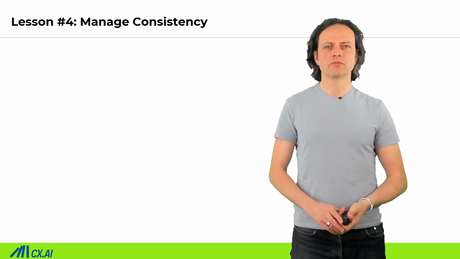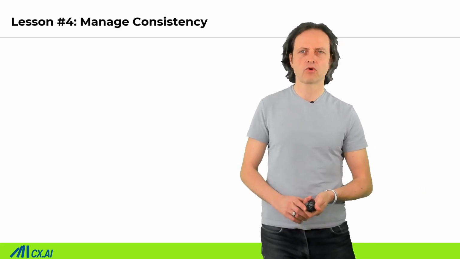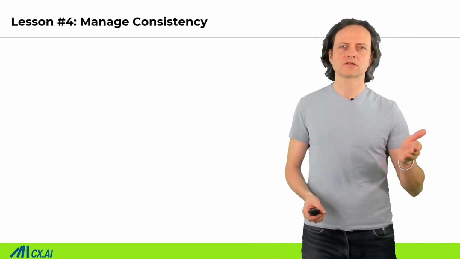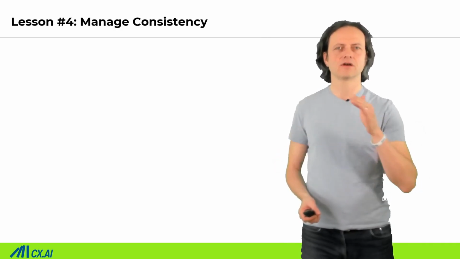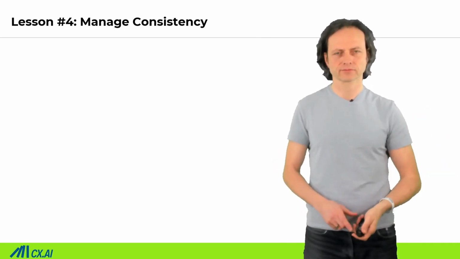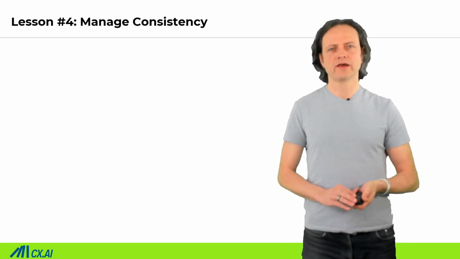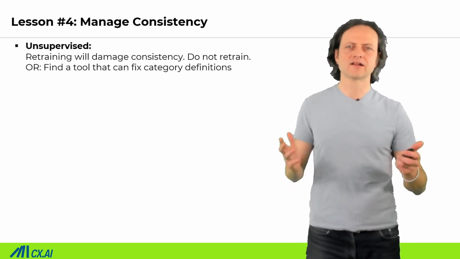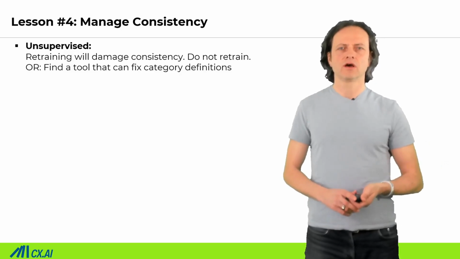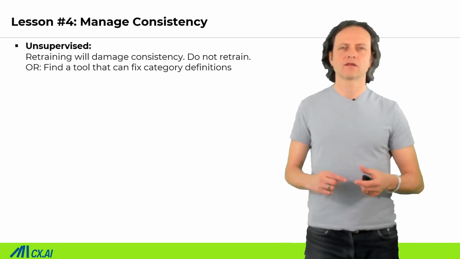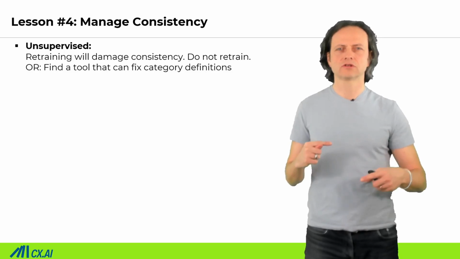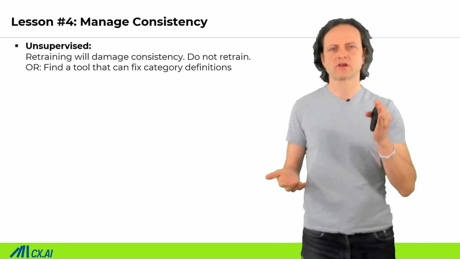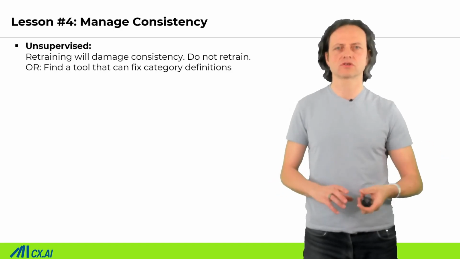Lesson number 4, manage consistency. That's very important, that the categorization you're doing means the same last year and this year and the year after. So let me explain where the problem is. First off, in unsupervised learning, again, the default is it retrains, it basically finds categories new, and basically it will not be consistent.